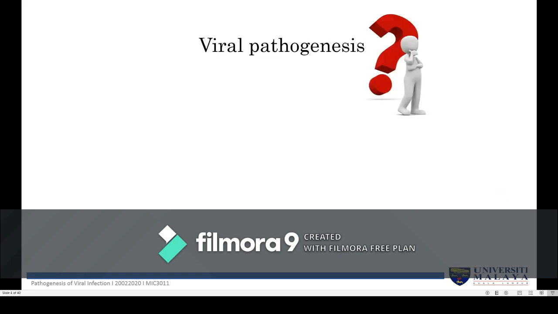So what is viral pathogenesis? It's actually a process by which a viral infection leads to disease. Not all virus infections can cause a disease. Some of the viruses just get into your body, and then your body responds to it, produces an immune response, and kills the virus. But some of the viruses can cause disease by certain mechanisms that we're going to talk about later.